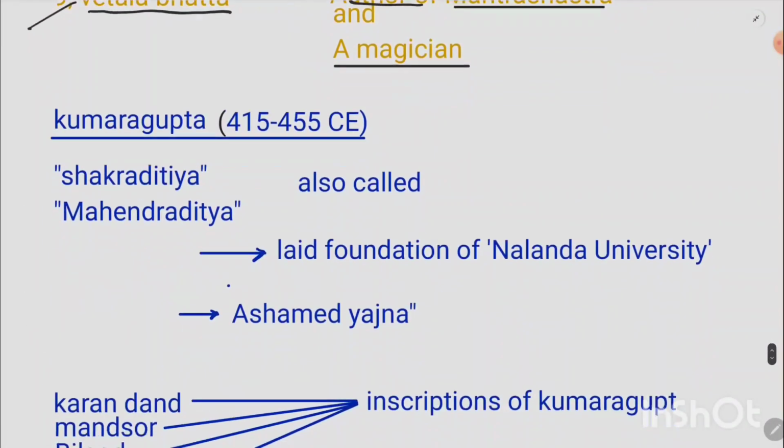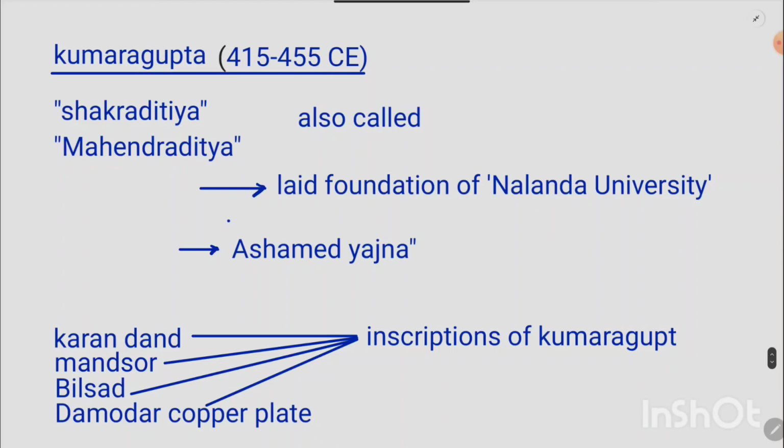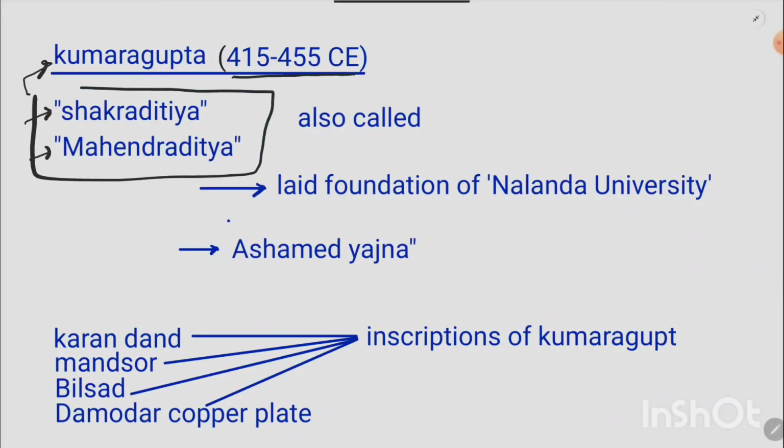Now, after Chandragupta II, there was this person namely Kumaragupta, who is believed to be another major ruler. His reign started from 415 to 455 CE, almost 40 years. Now, he also had some titles. He was called by the name Sakaraditya or Mahindra Aditya. Sakara Aditya or Mahindra Aditya were the 2 titles that were given to Kumaragupta.